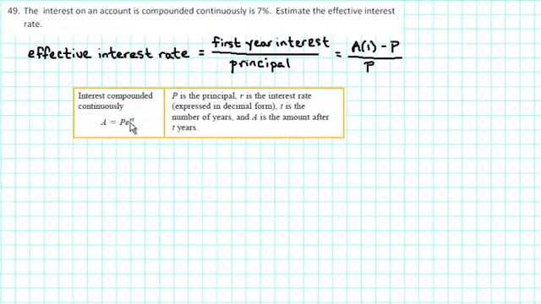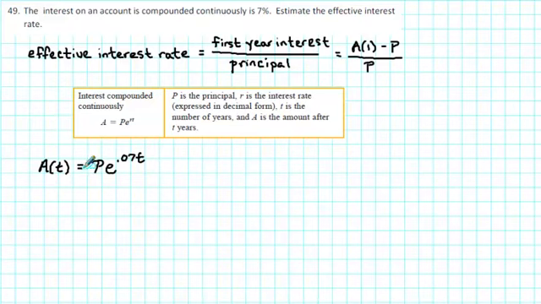Our interest rate is 7%, which as a decimal is 0.07. So a function that gives the amount in the account at a particular time is A of t is equal to P times e to the 0.07t.